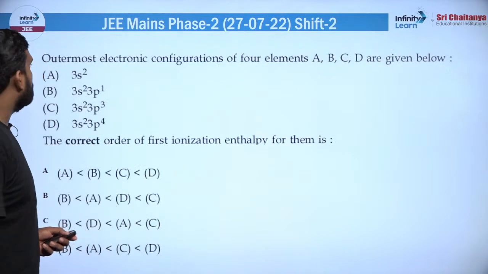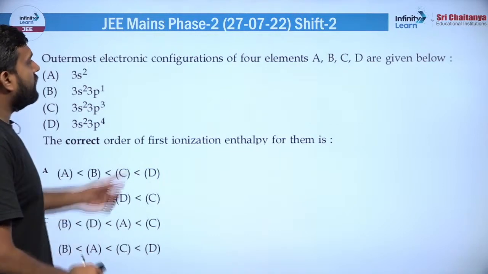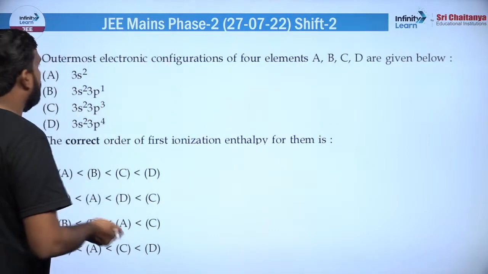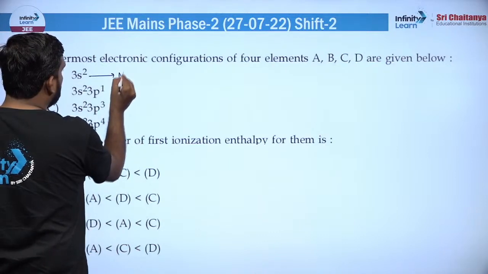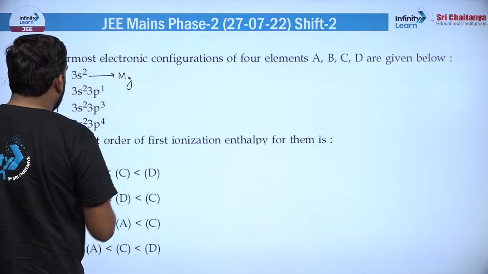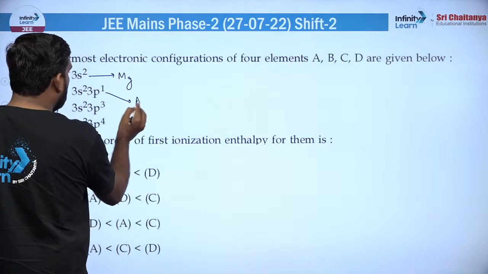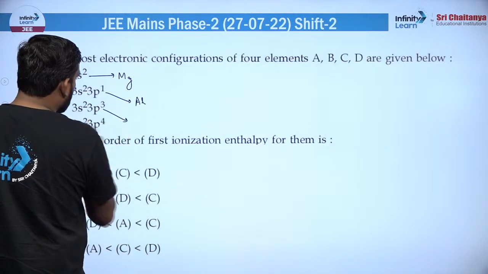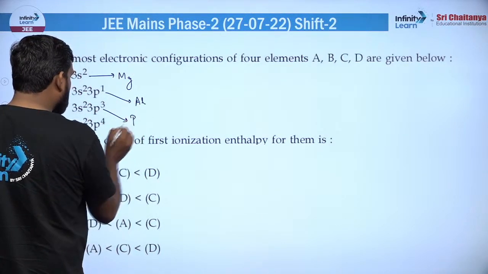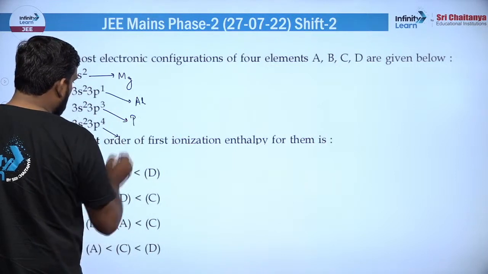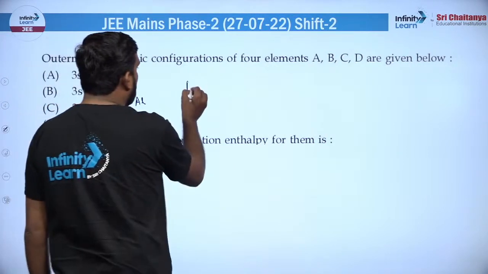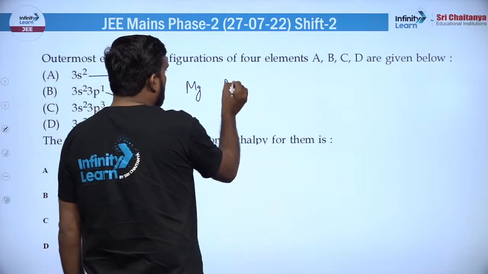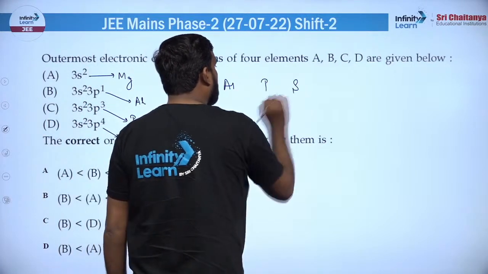Going for the next question, the outermost electronic configurations of four elements are given. We know the electronic configurations and can match them. So this is magnesium, this is going to be aluminium, this is going to be phosphorus, and this is going to be sulfur. If you arrange them here: Mg, then Al, then phosphorus, then sulfur.